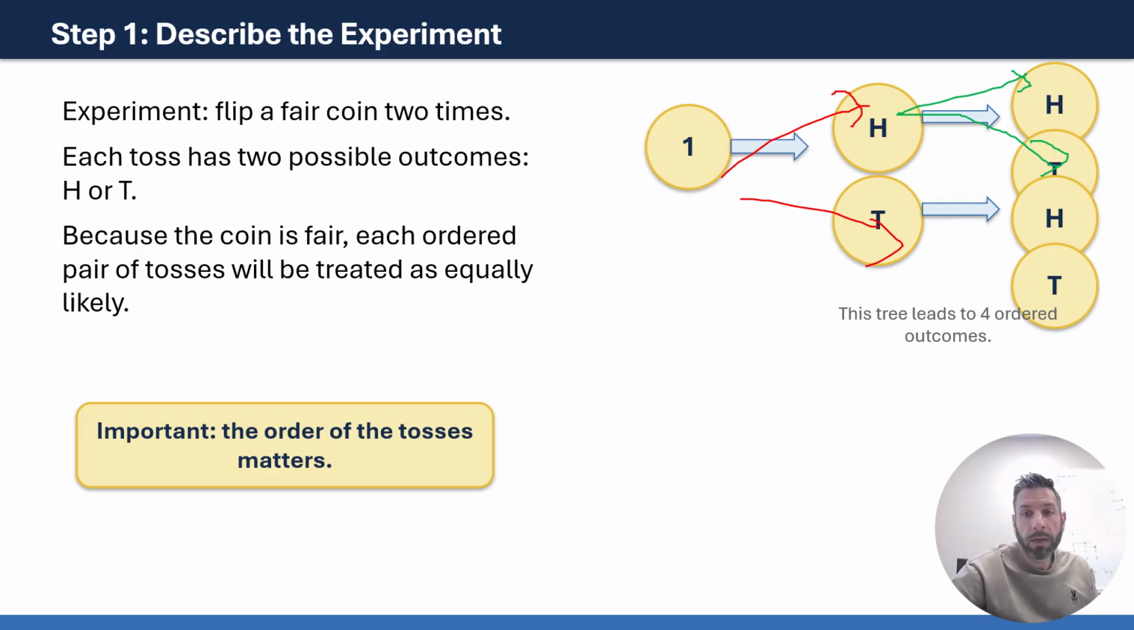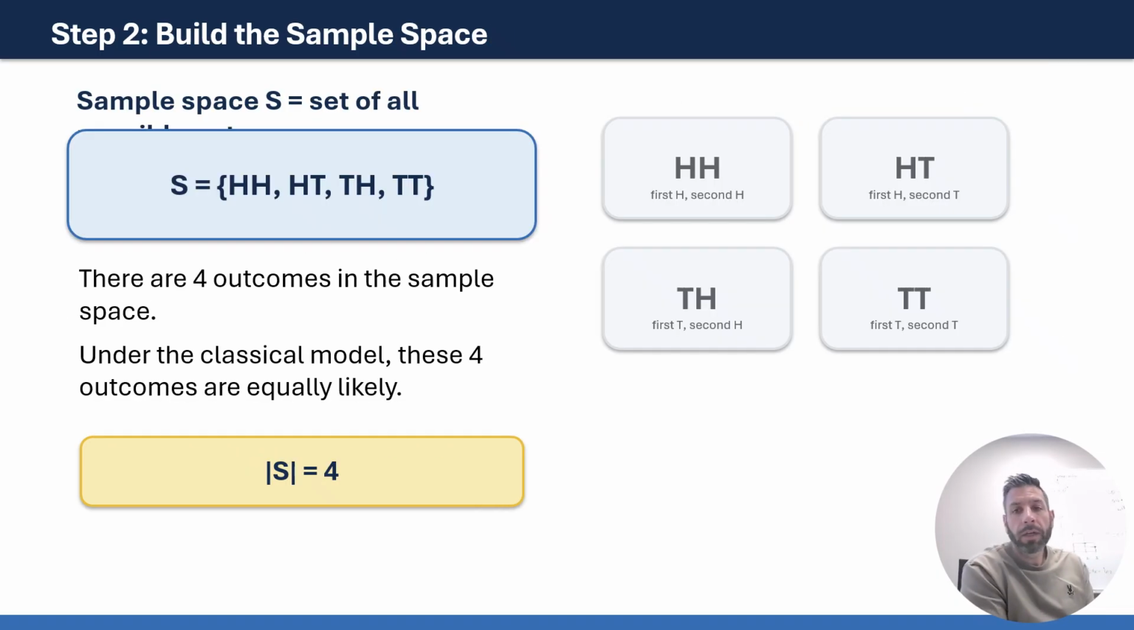Similarly, if we got tails on the first throw, we can go tails, tails, or tails, heads. An important thing to understand here is we are reading left to right. So HH is heads, heads, HT is heads, tails, TH is tails, heads, TT is tails, tails. Order is extremely important.